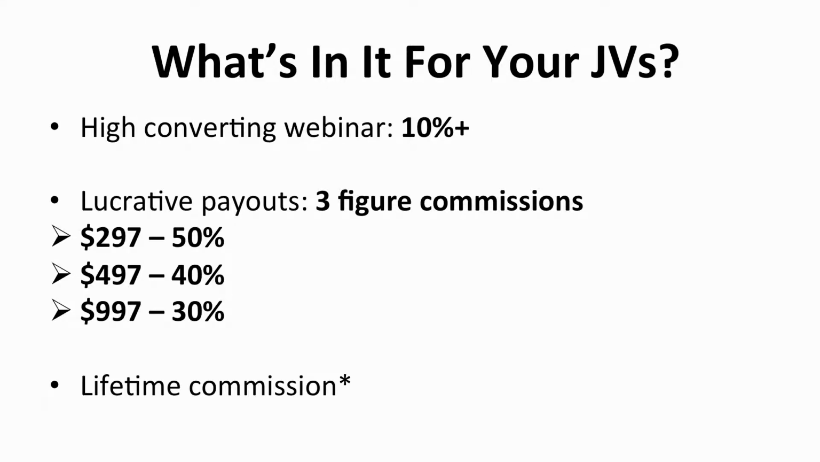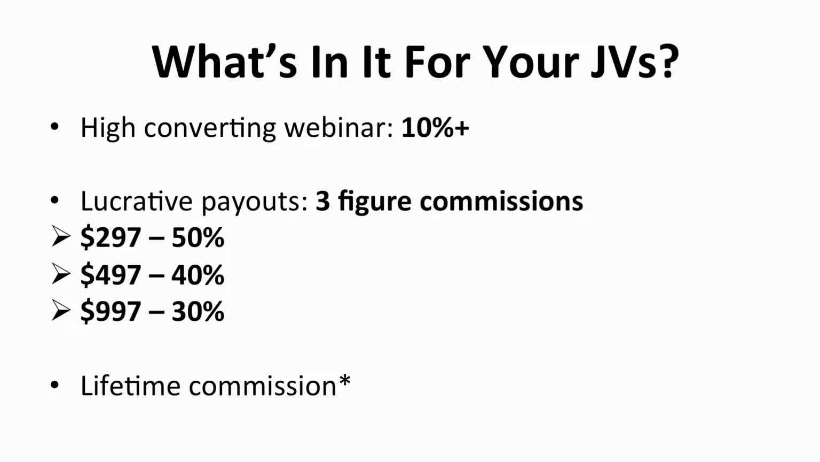The most direct way is to show them the numbers. Let them speak for you. High-converting webinars at the rate of 10% or more would be a good proof of your credibility as well. Rock-solid products always attract JVs. Lucrative payouts with 3-figure commissions.